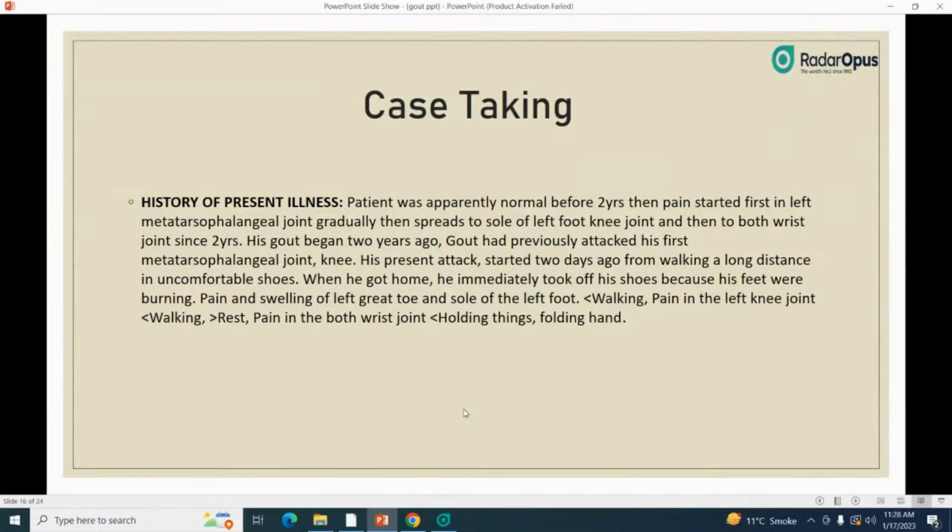So, as we discussed in this slide, his present attack started 2 days ago from walking a long distance in uncomfortable shoes. When he got home, he immediately took off his shoes because his feet were burning. The left toe felt as if he sprained it and was very painful to touch. That night, he argued with his wife that he was fine, but his left toe was incredibly painful and swollen. The right foot was normal.